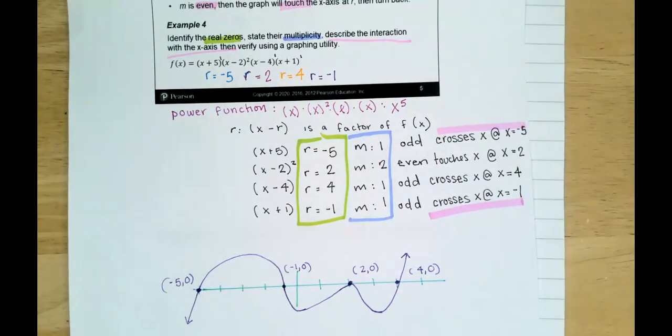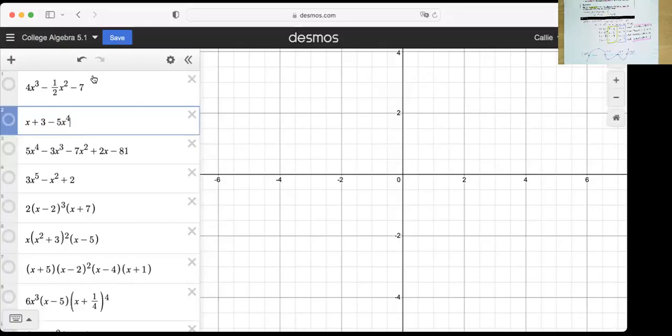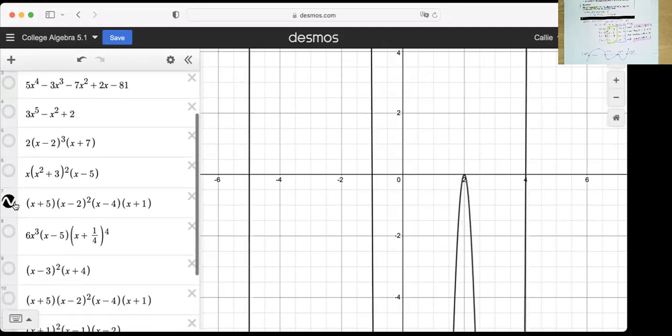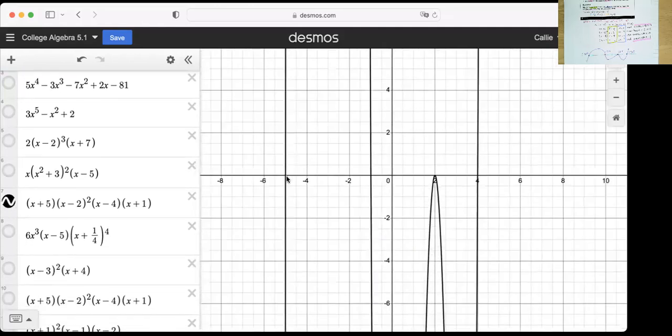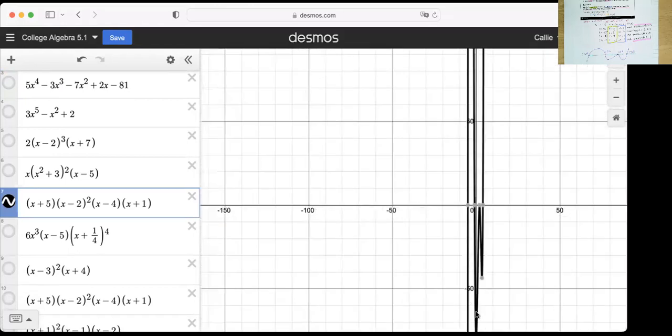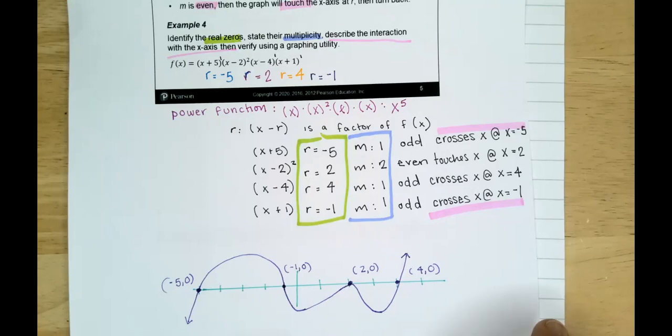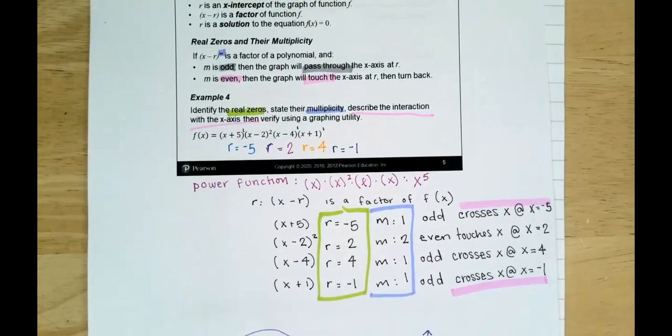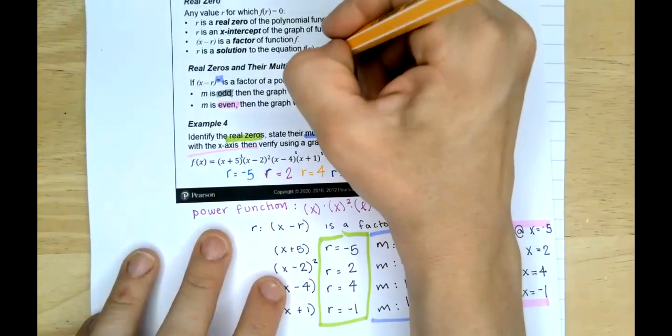Okay, let's see if this is accurate according to Desmos. We are talking about this guy. All right, so it looks like we are crossing at -5, crossing at -1, touching at 2, crossing at 4. So we can verify that that is true. That is what we mean by real zeros. Good? The multiplicity is just the number of times the factor occurs.